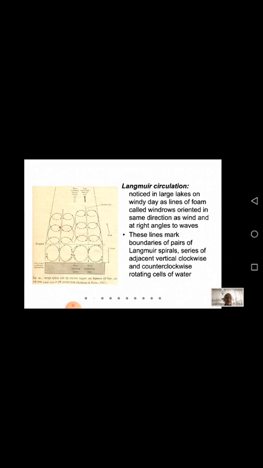So if these spirals move forward and keep rotating, there will be a lot of mixing of water, and this type of mixing is called Langmuir circulation.